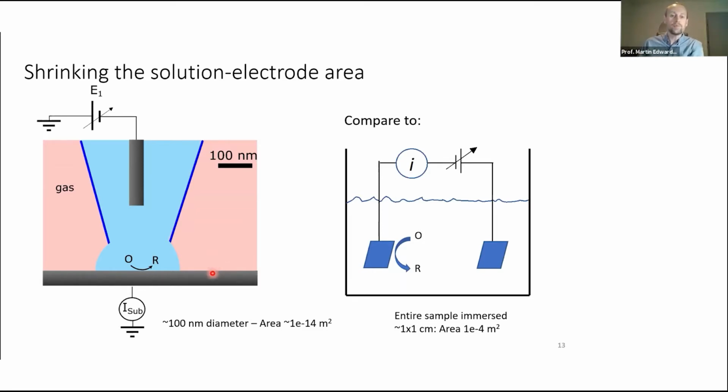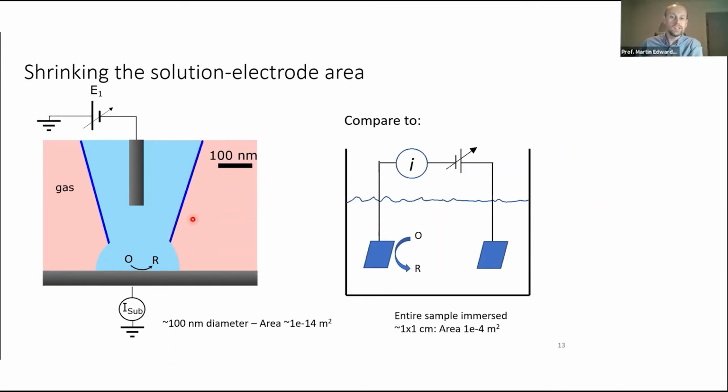But the difference is this order of 100 nanometer radius cell is going to give something like 10 to the minus 14 meters squared area versus your typical perhaps 1 centimeter squared sample giving 10 to the minus 4. And these are sort of rough orders of magnitude.